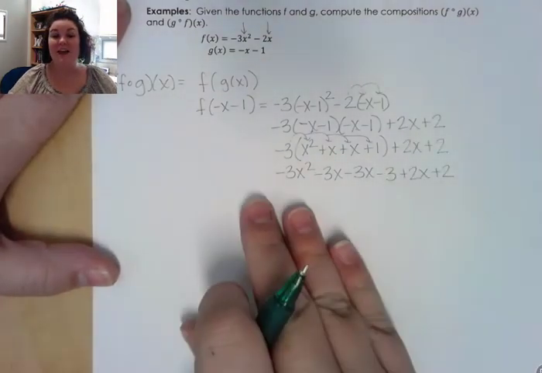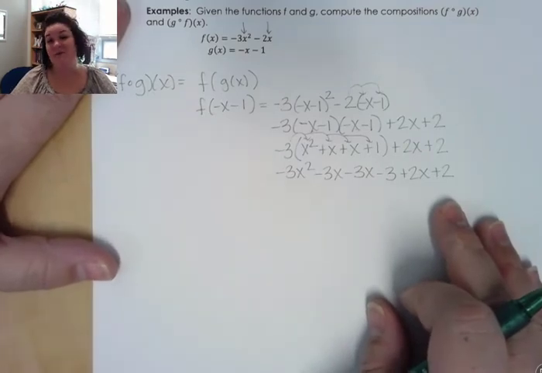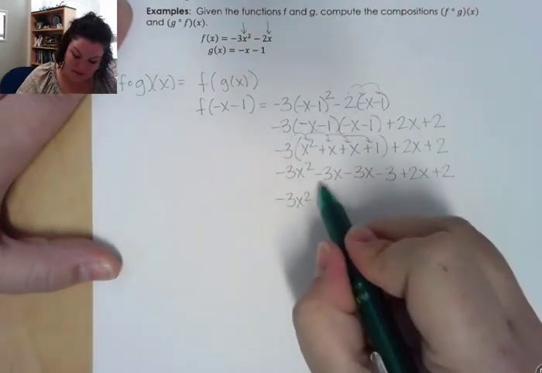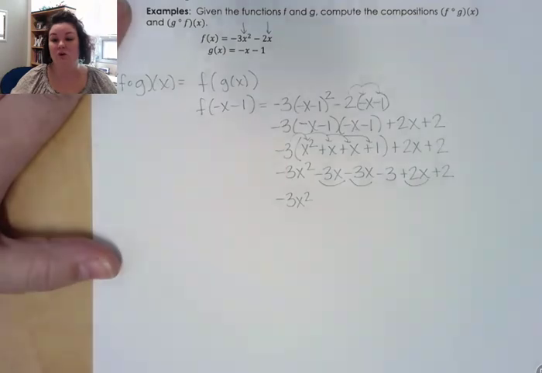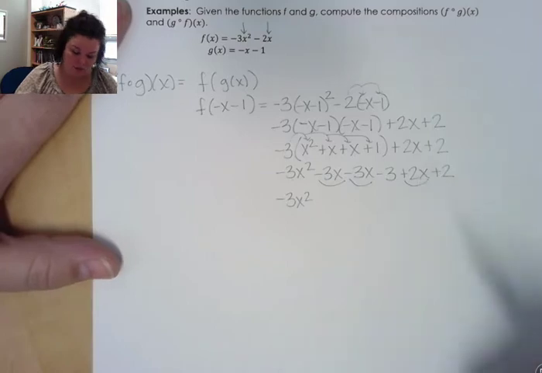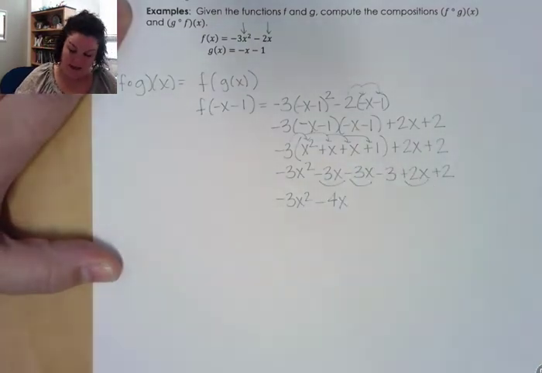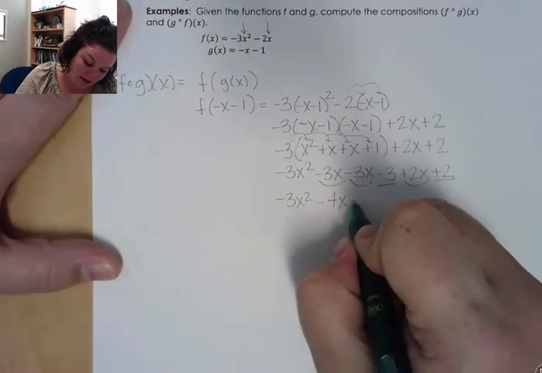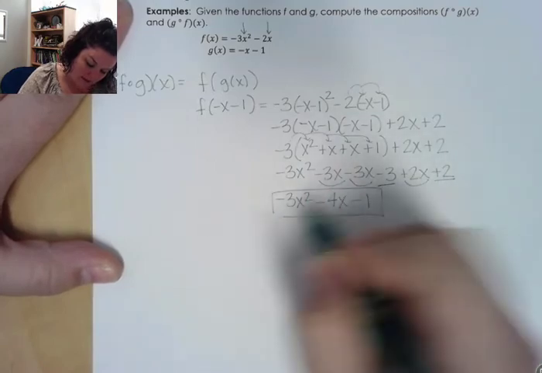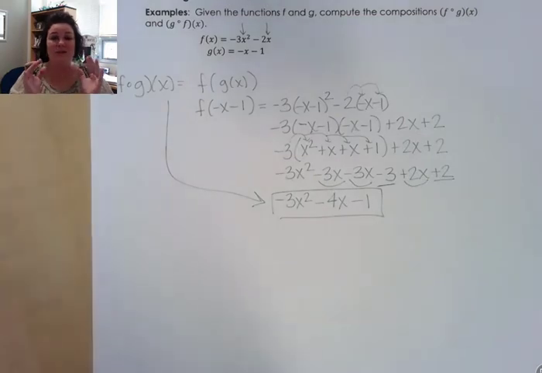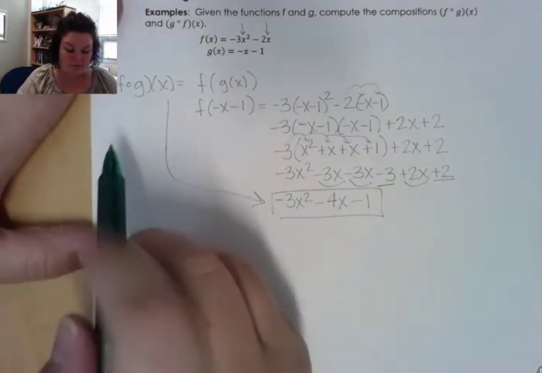Okay. All right, so now that I have it all multiplied out, I just have to combine like terms and then I'm done. So I have negative 3x squared, and then I have minus 3x and plus 2x that I need to combine. So negative 3 and negative 3 gives me a negative 6, plus 2 gives me a negative 4x. And then I have a negative 3 and a positive 2, which leaves me with a negative 1. So this is my composition function. Okay, so taking one function, whatever that function looks like, and sticking it inside the other function. Okay, so that was f composed with g.